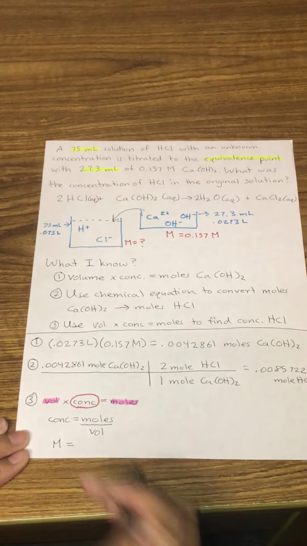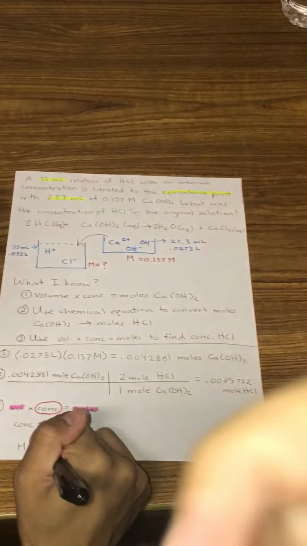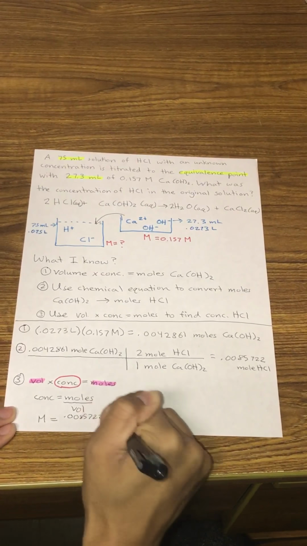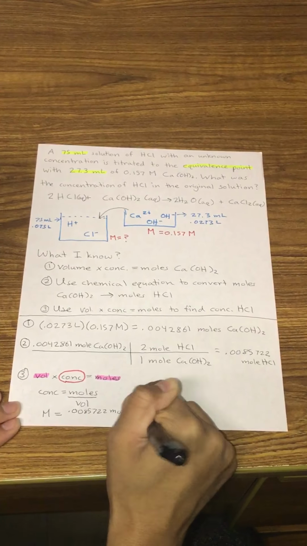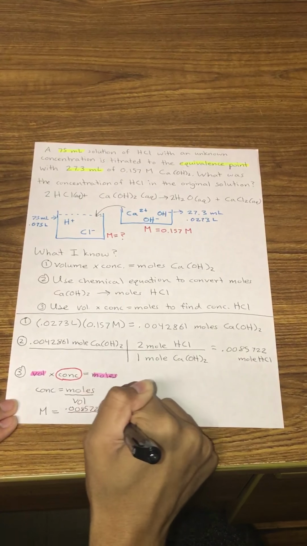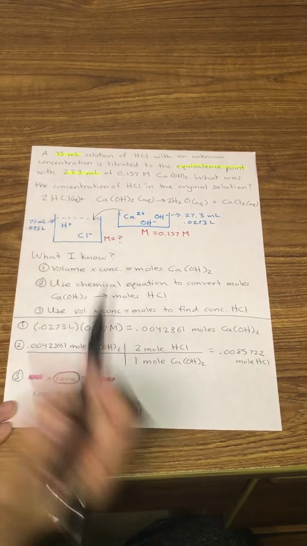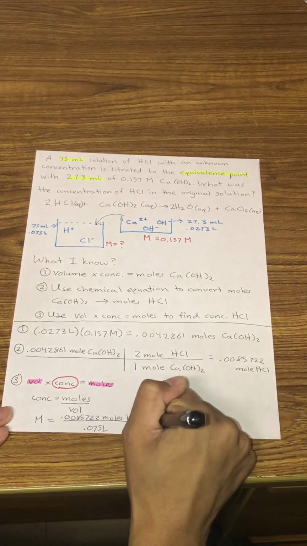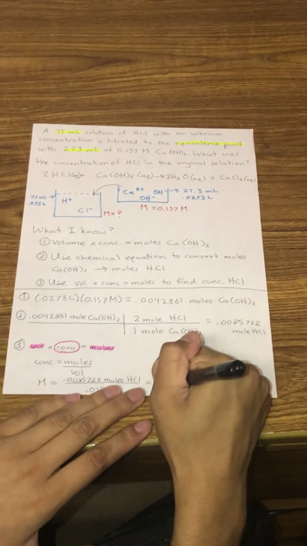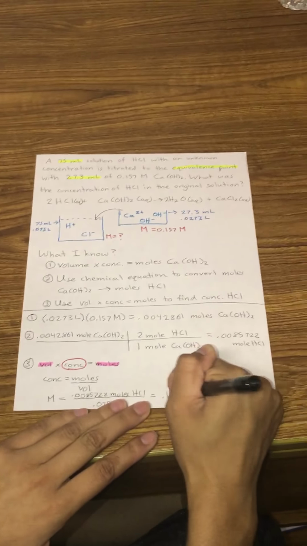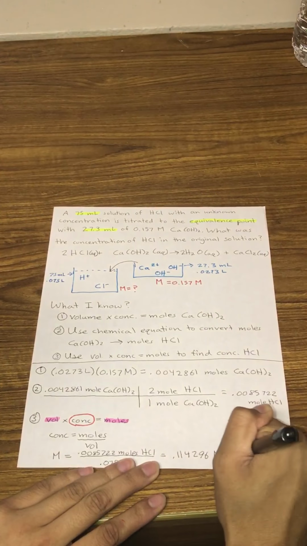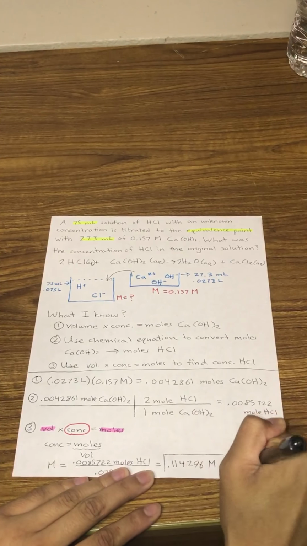So we have molarity equals 0.0085722 moles of HCl divided by, and we get our volume from here, 0.075 liters of HCl, and that comes out to be 0.114296 molarity for HCl, and that is our answer.